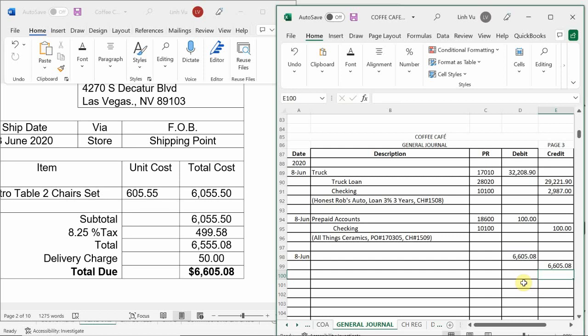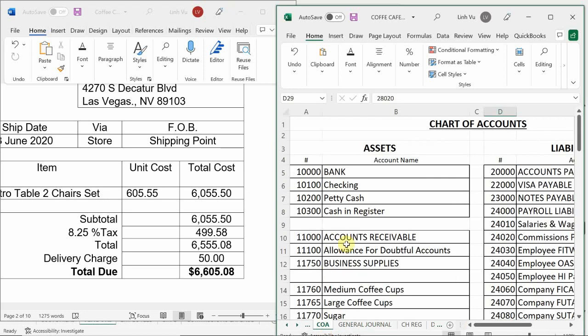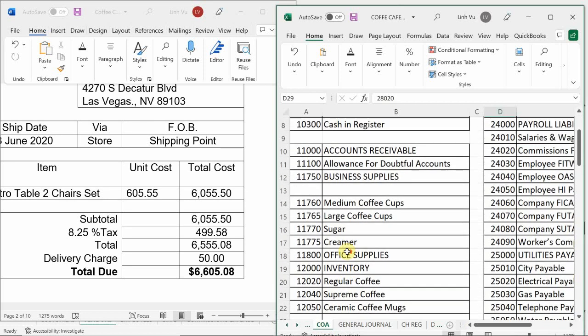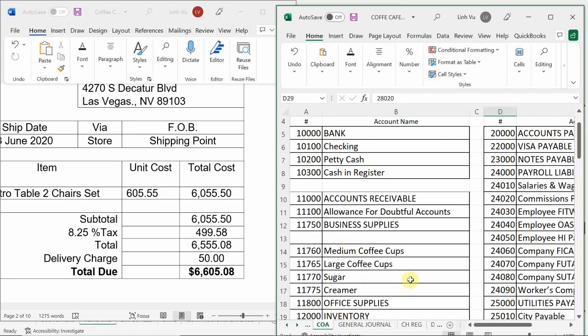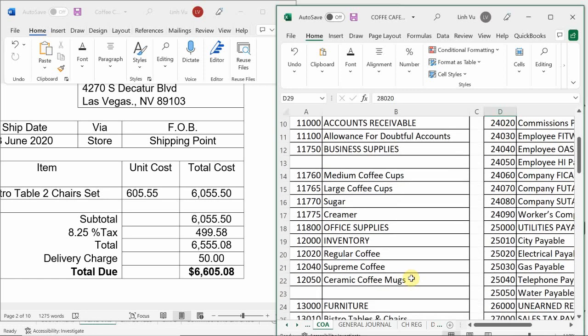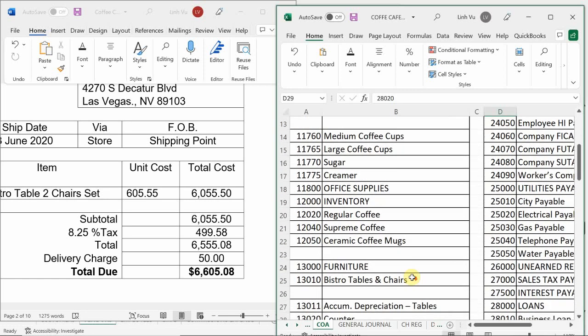In this case, we also are given 15 days to make a payment. So in this case, I'm going to hold off the payment and I'm going to choose to owe it on an account, right? So in this case, what did I buy? Was it tables and chairs? Bistro tables and chairs, account number 1310. Good.